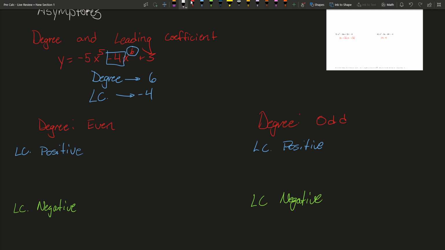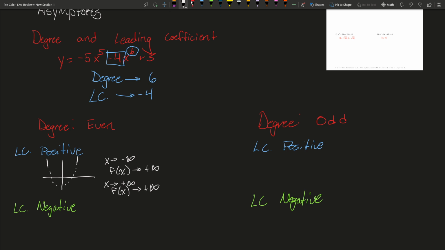When a leading coefficient is positive for an even degree, we'll get something that starts up top, does something in the middle, but always ends up top. So as x approaches negative infinity, f of x, the graph, also approaches positive infinity. And as x approaches positive infinity, f of x also approaches positive infinity. So no matter what way you go on the graph, the graph is always going to go up infinitely high.